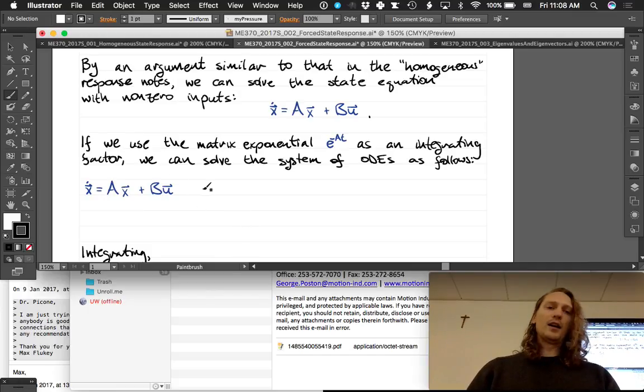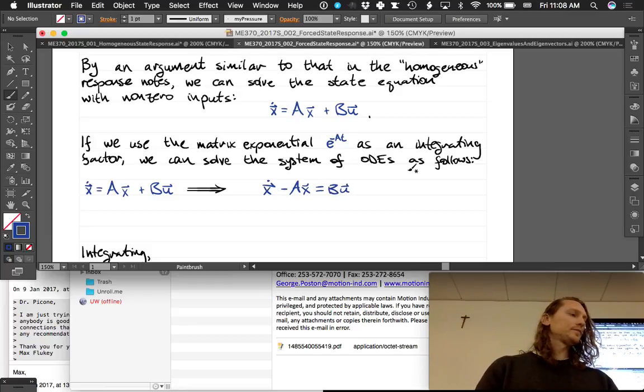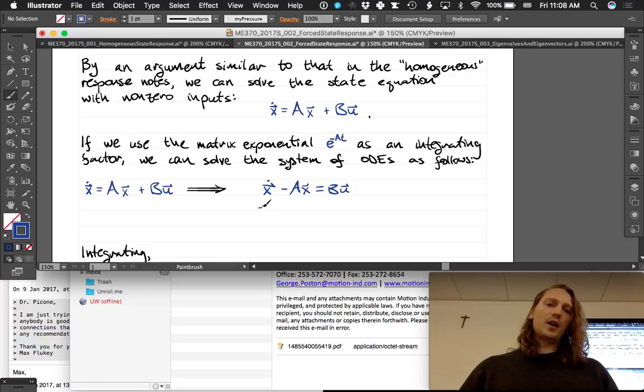Now, if we rearrange this, we can write that x dot minus ax equals bu, right? We just subtracted the ax term over. And then let's use our integrating factor. We'll multiply both sides of the equation by e to the negative at. And we have to multiply it by each term, so we'll do each term separately.